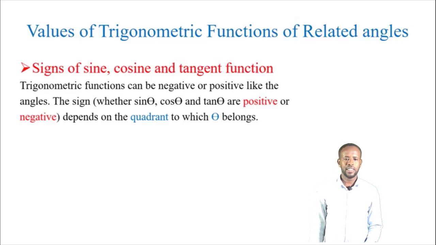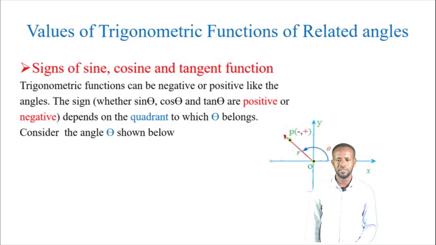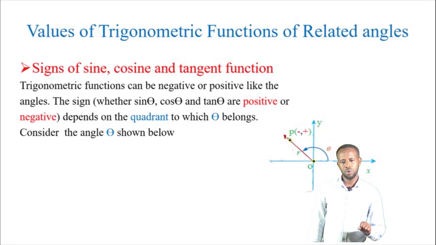Now, let us see. Consider the angle theta shown below. This angle is in standard position. We can say this angle is in the second quadrant. The first quadrant is the positive x-axis and the positive y-axis, the right side, isn't it? When we say the second quadrant, it is the positive vertical y-axis and the negative x-axis part above. So here, the point B has the first coordinate negative and the second positive.